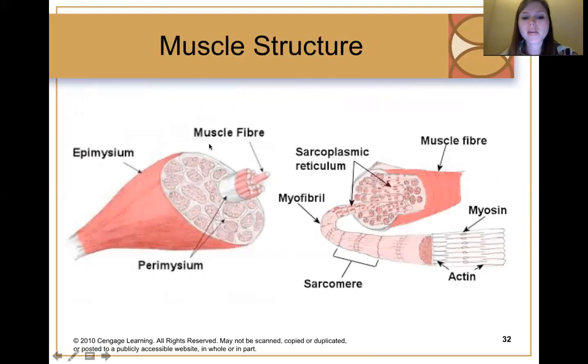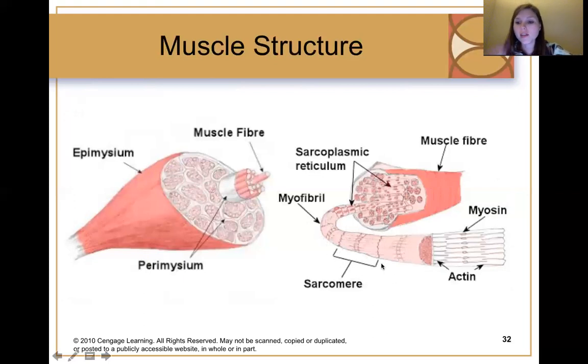So this muscle is made up of different muscle fibers. If you see all of these right here, those are all different muscle fibers. Then if you take that muscle fiber, which is right here, and you look at it a little bit closer, you can see that that muscle fiber is made up of myofibrils. And when you look at a myofibril closer, you can see that they're made up of different sarcomeres all the way along their length.